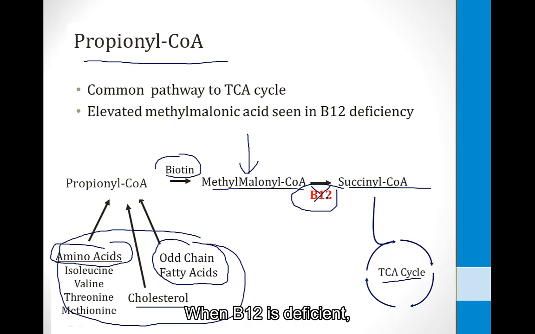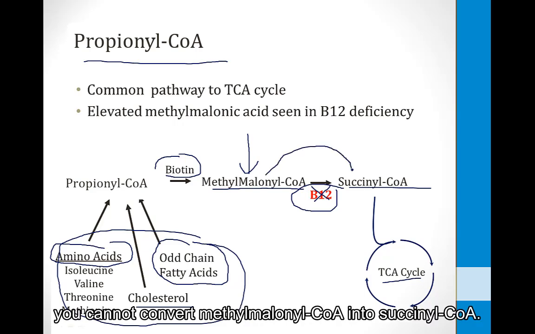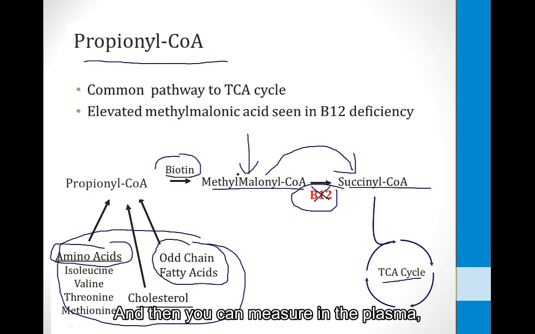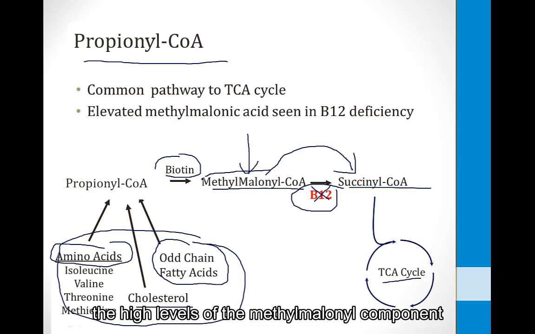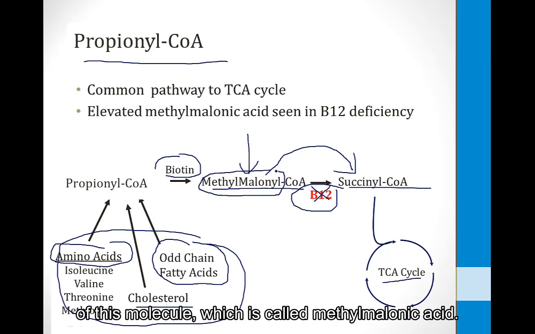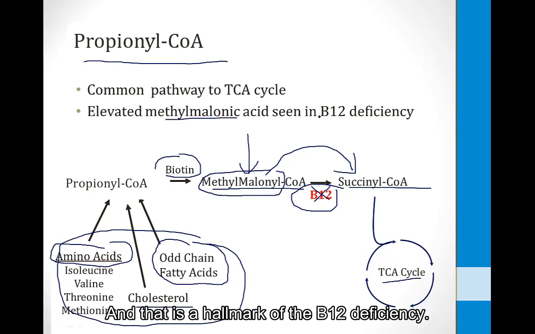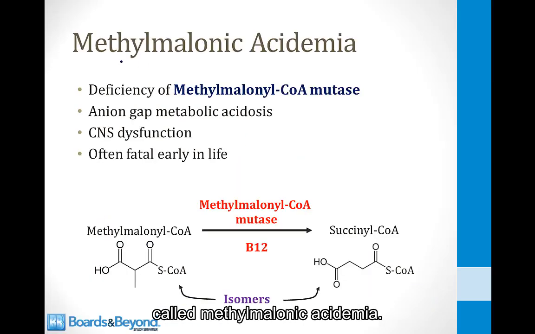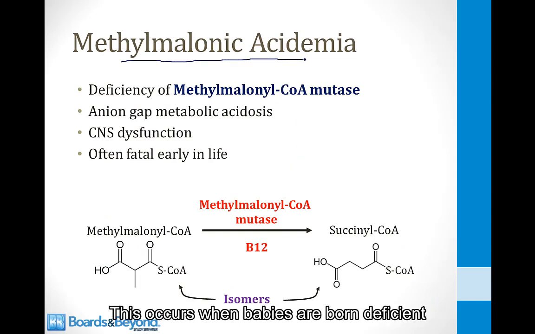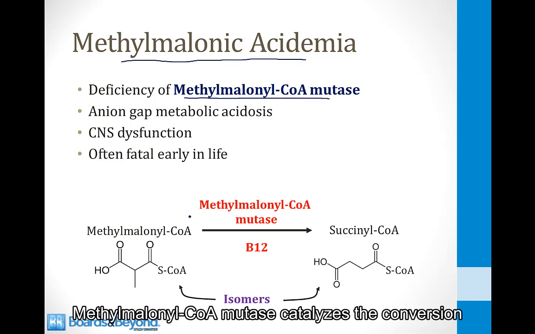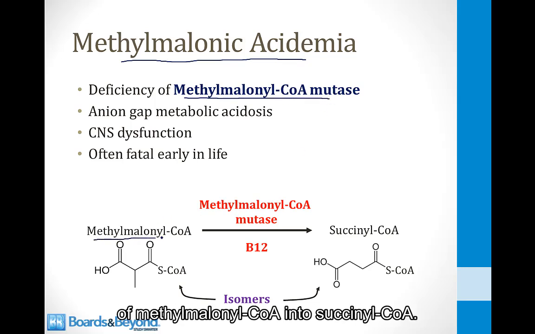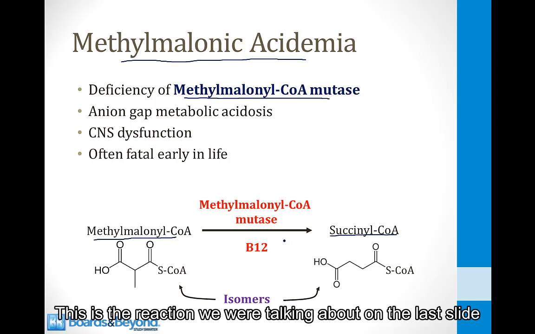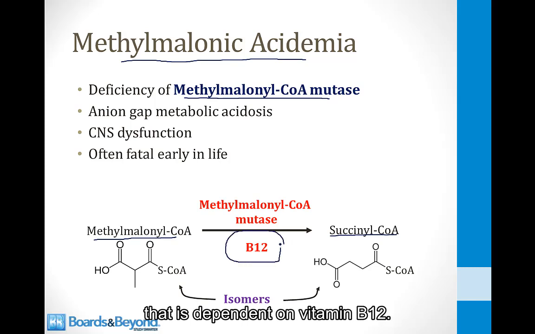When B12 is deficient, you cannot convert methylmalonyl-CoA into succinyl-CoA, and then you can measure in the plasma the high levels of the methylmalonyl component of this molecule, which is called methylmalonic acid, and that is a hallmark of the B12 deficiency. There's a rare metabolic disorder called methylmalonic acidemia. This occurs when babies are born deficient in the enzyme methylmalonyl-CoA mutase. Methylmalonyl-CoA mutase catalyzes the conversion of methylmalonyl-CoA into succinyl-CoA. This is the reaction we were talking about on the last slide that is dependent on vitamin B12.